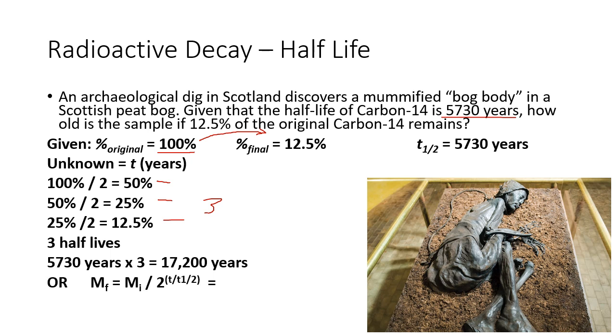Now, this is where I would stop using the formula. If I use this second formula, my final mass equals my initial mass over 2 raised to the power of t divided by t1/2, t divided by your half-life, I don't want to have to solve for an exponent in the denominator of a problem. It just sounds like a pain. So I'm just going to use this process, and I'm going to get 17,200 years.